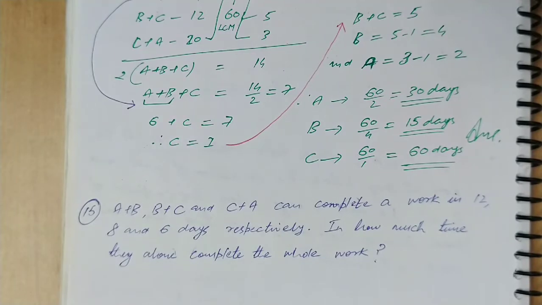We have question number 15. A plus B, B plus C and C plus A can complete a work in 12, 8 and 6 days respectively. In how much time can they alone complete the whole work? Similar question to the previous one.